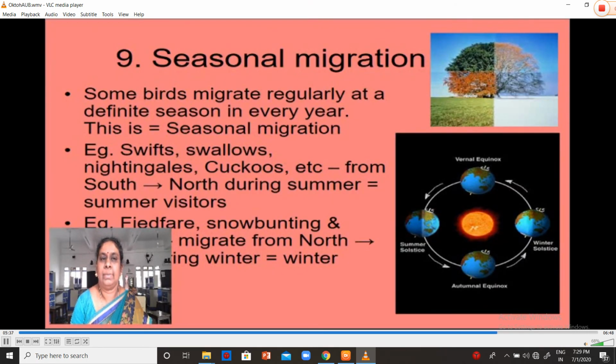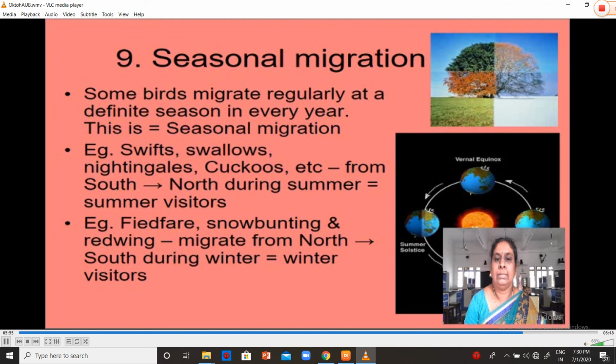The next one is seasonal migration. Some birds migrate regularly at a particular season every year. This type of migration is called seasonal migration. For example, swifts, swallows, nightingales, cuckoos, etc. migrate from south to north during the summer. Hence, they are called summer visitors. Other birds like fieldfare, snow bunting, and redwing migrate from the north to south during the winter. Hence, they are called winter visitors.